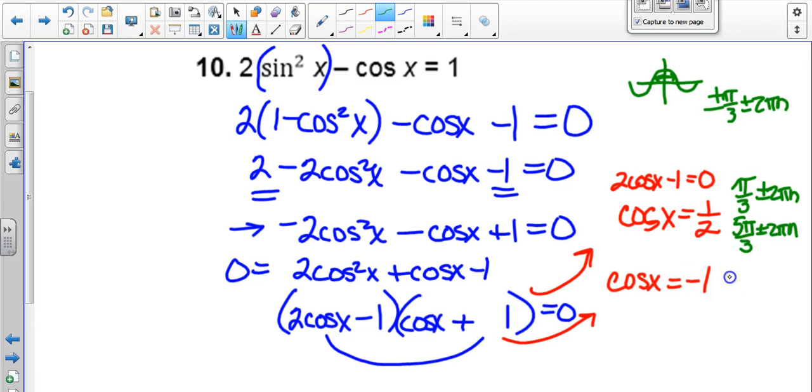Where's the cosine -1? At pi, and that's it, right? So we'd have to add 2 pi n to that. Everybody okay? Yeah.